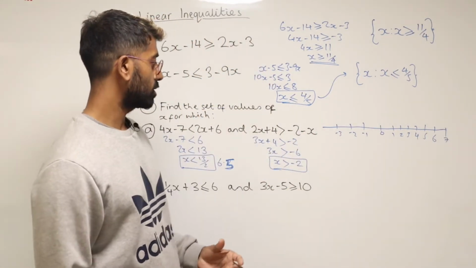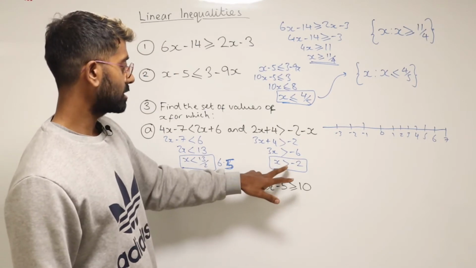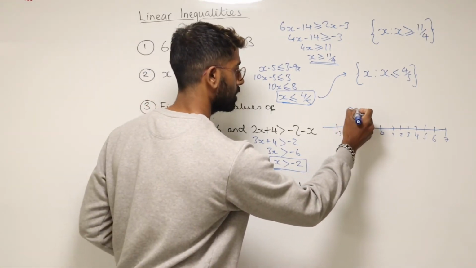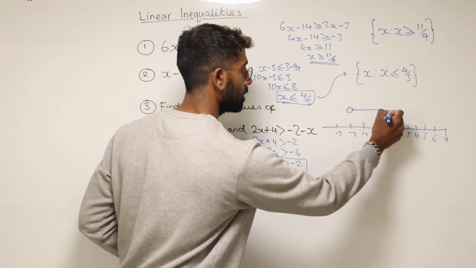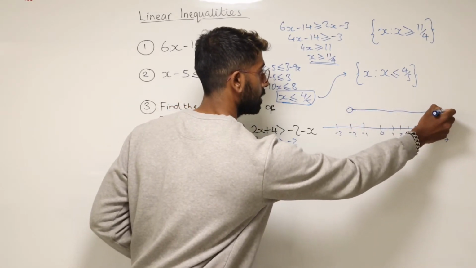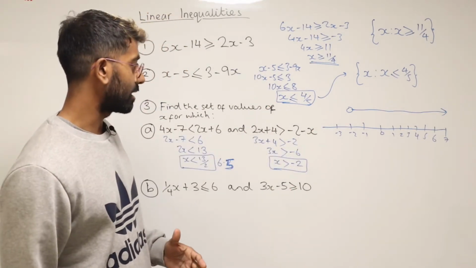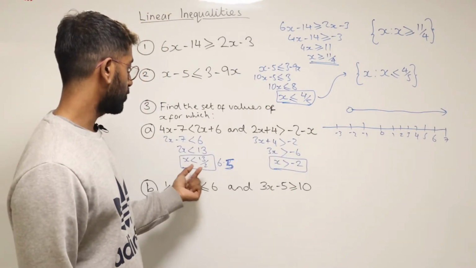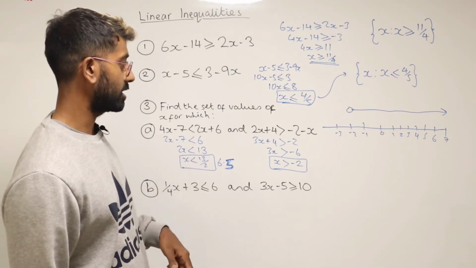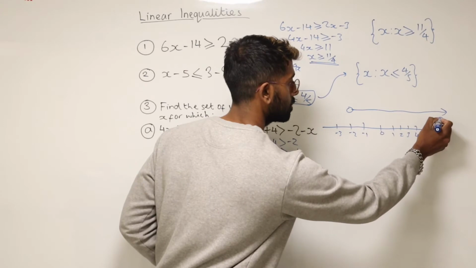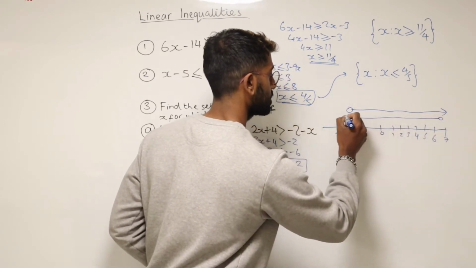So the two inequalities you've got is, well, x is greater than minus 2. So what we can do is represent that with an open circle and then any value going in that direction, because all the values there are bigger than minus 2. And then for this one, we've got x is smaller than 6.5. So 6.5 is in here, bang in the middle, and it's everything going this way.